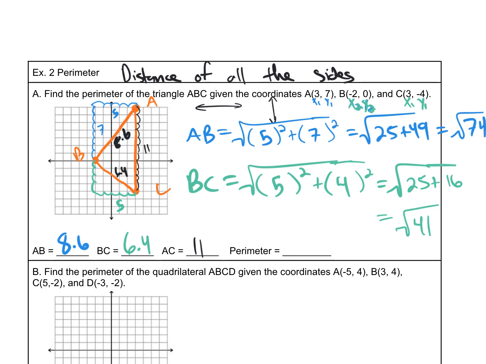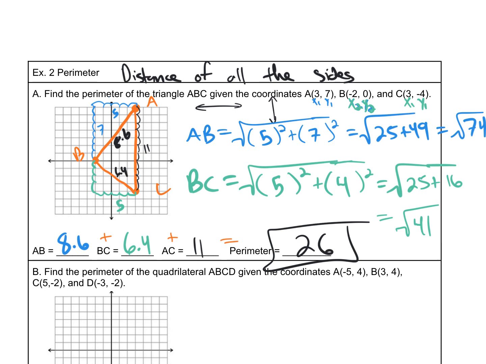We're going to then add to that the distance of BC and the distance of AC to get the total distance of our perimeter here. So using our calculators, if we added up 8.6 plus 6.4 plus 11, that got us the total perimeter of 26. So just an example of what that would look like as you're trying to find the perimeter.